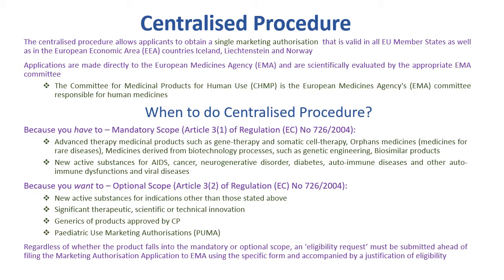And finally, regardless of whether the product falls into the mandatory or optional scope, an eligibility request must be submitted ahead of filing the marketing authorization application to the EMA, using the specific form and accompanied by a justification of eligibility. So you have to give an eligibility request before you go for the centralized procedure.